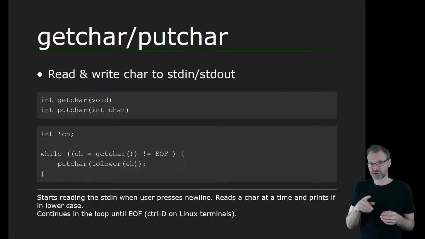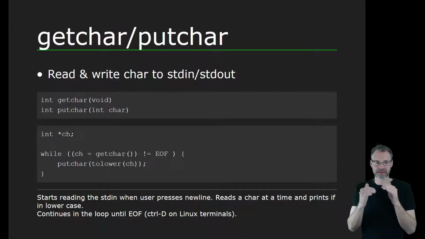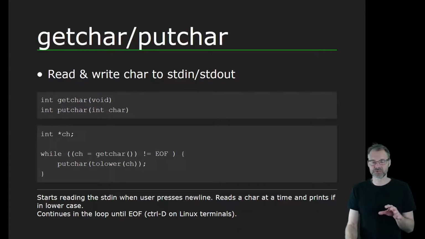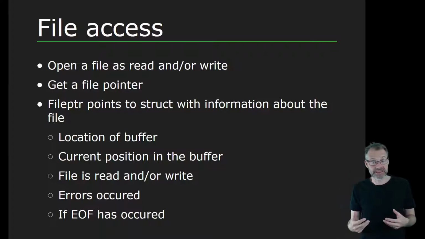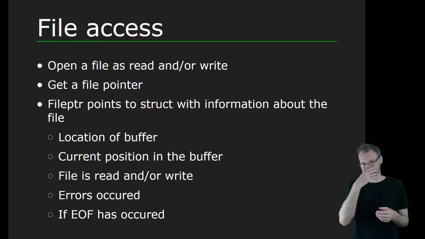So this is an eternal loop until I create an end of file status, and I can do that by pressing Ctrl D on a Linux terminal. I actually think that is the same on a Windows terminal. So Ctrl D would end this loop. Okay, so that is how getchar and putchar work on standard in and standard out, and we're going to see the same sort of functions when we look at how we can do this with, in general, any type of file, any type of stream.